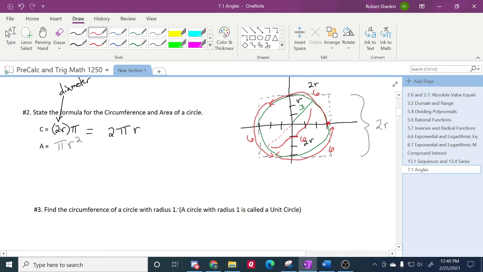So all we're going to do is take this 1 and plug it in here. So we're going to get circumference is 2 pi times the r, which is 1, which is 2 pi.